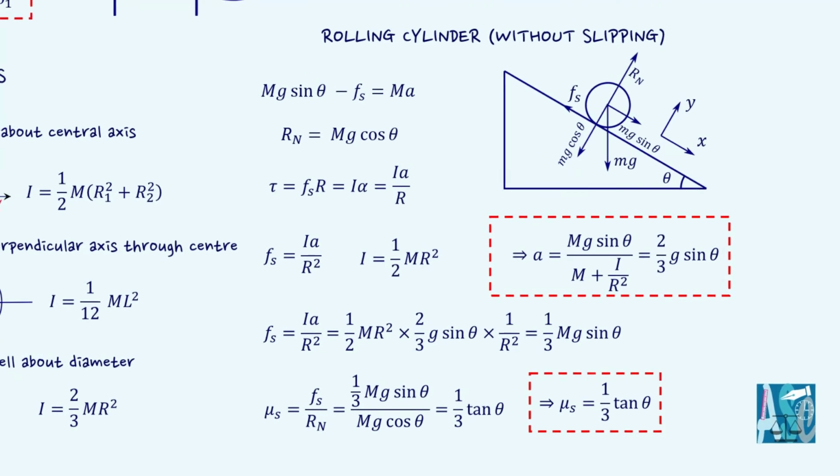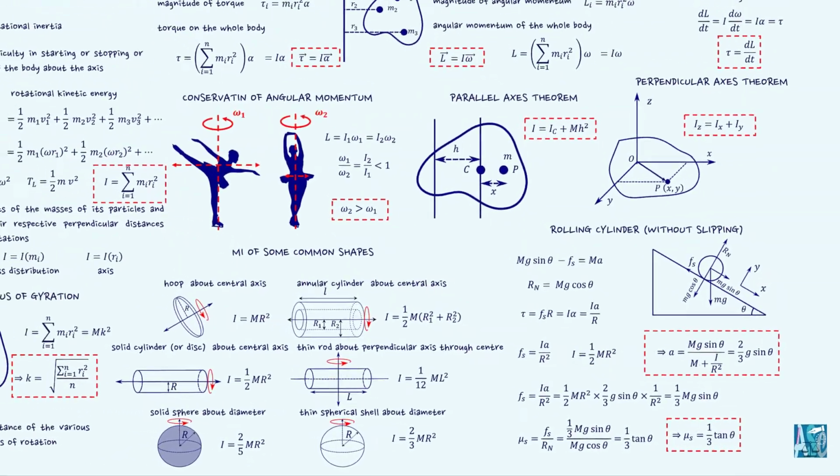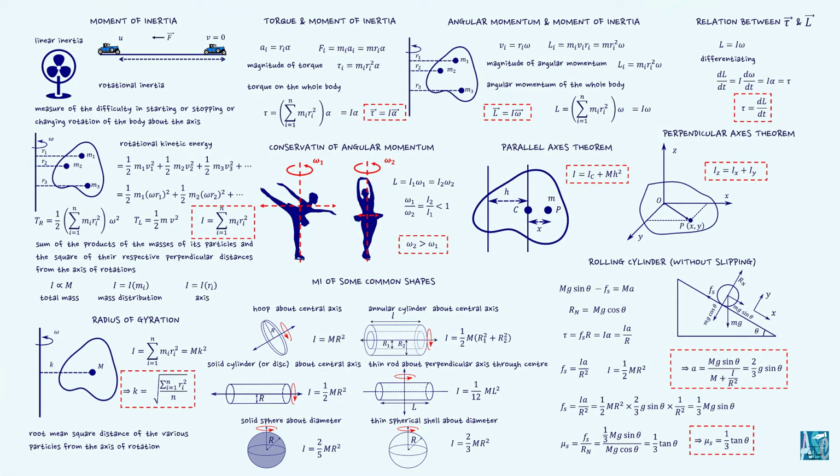To summarize, in this chapter we have discussed the concepts of moment of inertia, obtained a relation with torque and angular momentum, saw some examples of the moment of inertia of regularly shaped objects, and finally discussed rolling motion without slipping over an inclined plane.